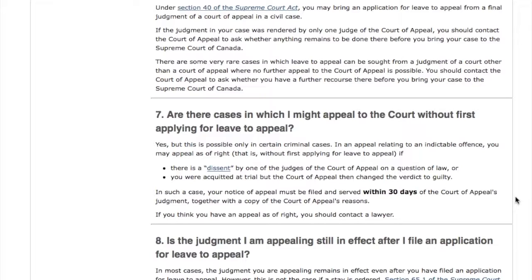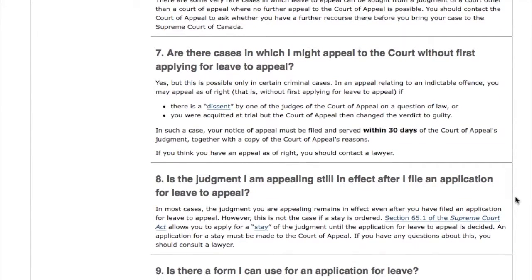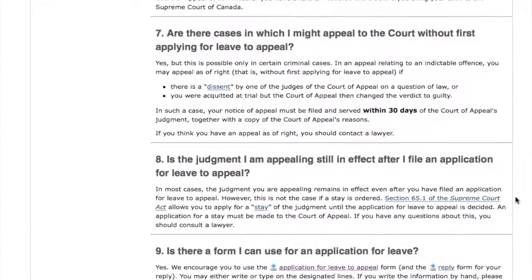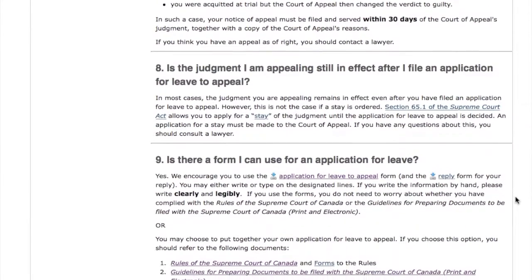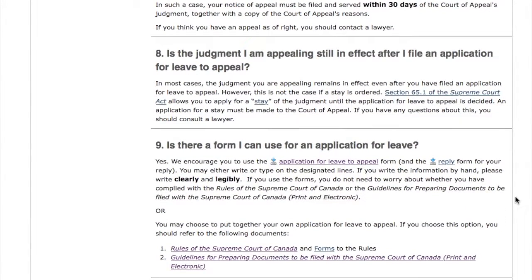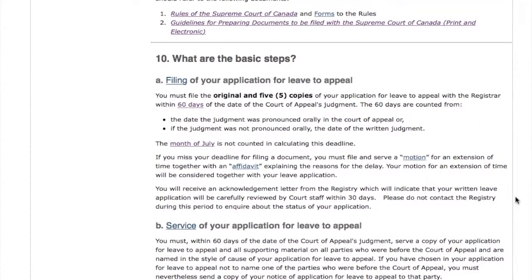It's also good to note that the Supreme Court typically has 3 judges reviewing these leave applications. So this 3-judge panel essentially will have your material scrutinized, and then they will determine whether or not it goes forward.